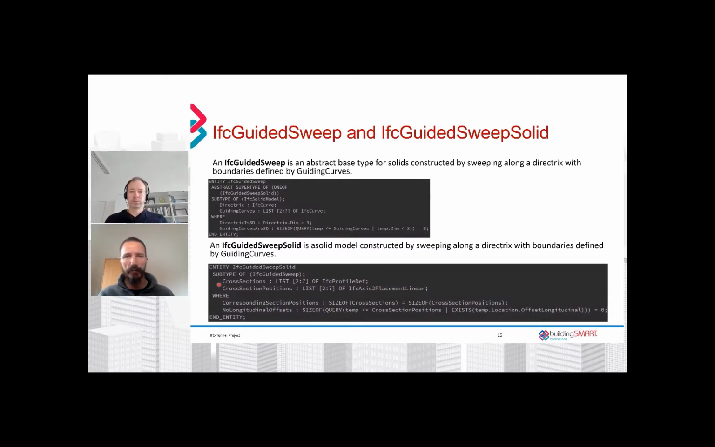But just let me explain the two rules, the two restrictions that we introduced. The size of the cross-section collection and the size of the cross-section positions obviously has to be the same, because we position cross-sections. And we don't allow any longitudinal offsets, because these would just produce ambiguity in the definition. So each position is always on the curve. There's no discontinuity on the curves. So let's go to the next slide here.